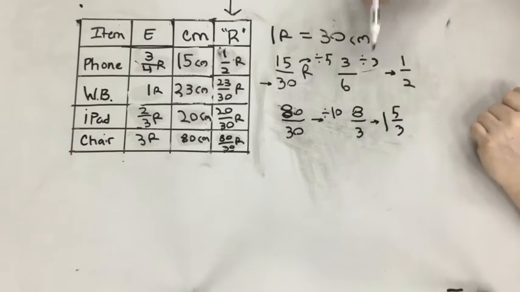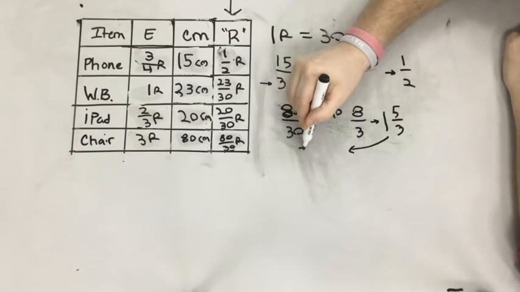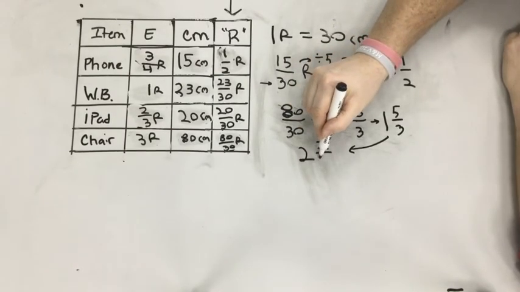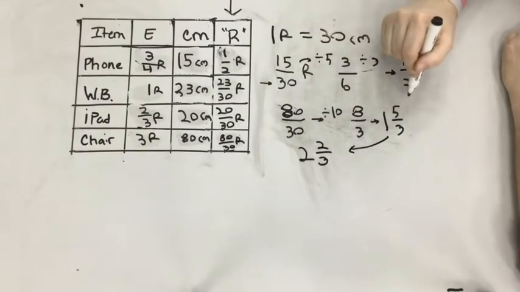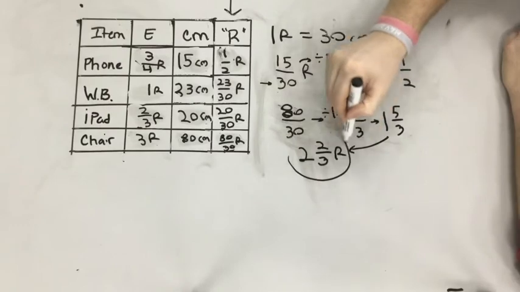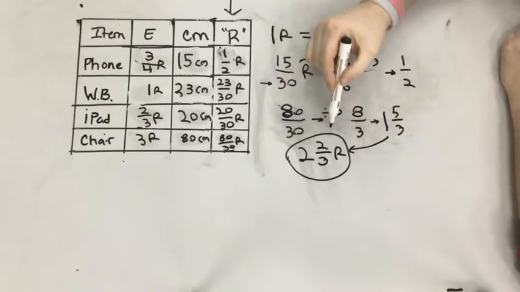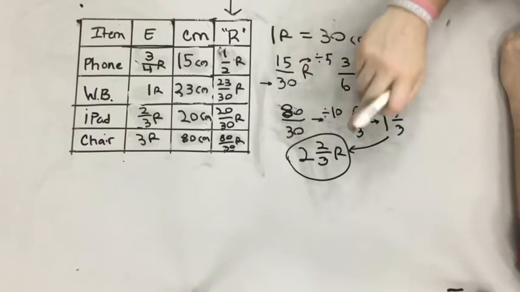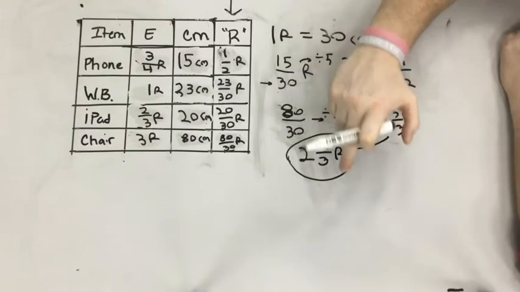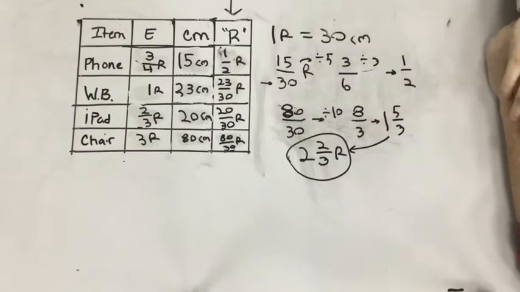But that's still an improper fraction. So I would subtract again, and now I would have 2 and 2 over 3. 2 and 2/3 R, which is our reduced fraction. Now, there's also a special name for this called a mixed number fraction. That is what we have here, where we have 2 wholes and 2/3. Okay? And that's the simplest way to write 80 over 30.